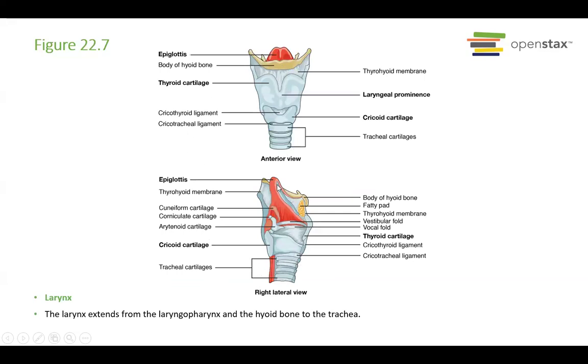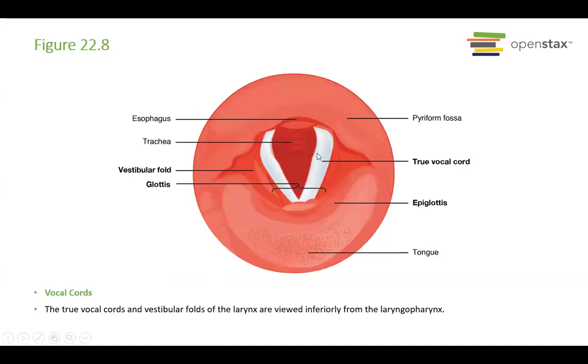Epiglottis. The epiglottis is like a flap that prevents the flow of food into your digestive tract. Otherwise, the food is going to lodge in your trachea and prevent the conduction of airflow. And this is your vestibular fold. These are your true vocal cords. So that shows us the true vocal cords and the vestibular folds of the larynx. What is the larynx important for? The larynx is important for the production of sound.